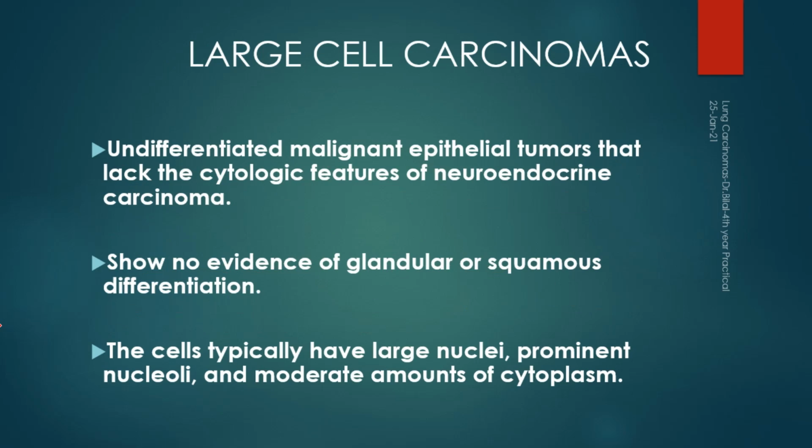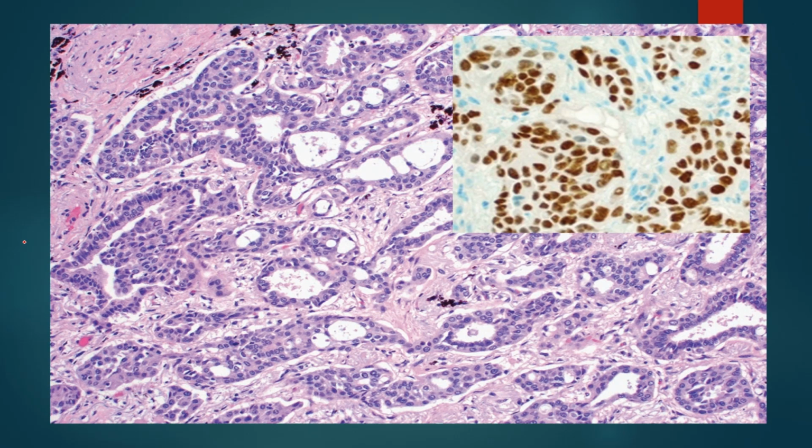Large cell carcinomas, the most important thing you should remember is that they show no evidence of glandular or squamous differentiation, and they also lack typical cytological features of small cell carcinomas. The cells are large, have prominent nuclei, and other features of cancer. Now, the first tumor we talked about was adenocarcinoma. Then squamous cell carcinoma, then small cell, and then large cell carcinoma. Now we move on to the morphology.